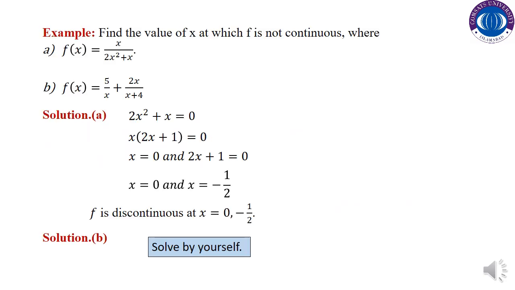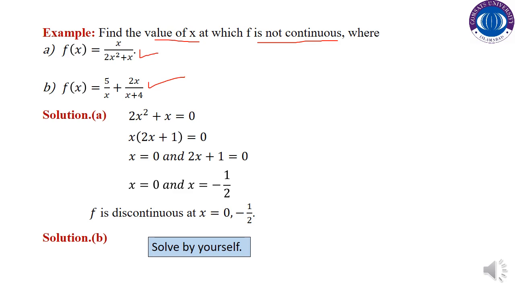Now there are some examples related to continuity of the function. In this example, we have to find the value of x at which f is not continuous, where f is given in part A and part B. Well, we have to find the points of discontinuities in simple words.